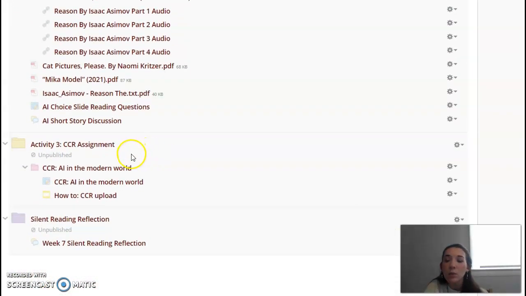For our third activity, we're looking at college and career readiness. Now, if you are a senior, you still need to complete this assignment. However, you will not need to post it to your college and career readiness portfolio. If you are in 10th or 11th grade, you will need to complete this assignment and post it to your college and career readiness portfolio.